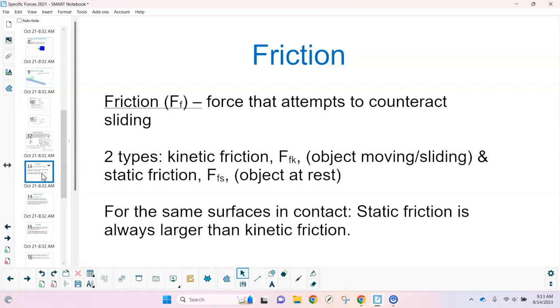For the same surfaces in contact, static friction is always going to be a larger force than kinetic friction, and that means that it's harder to get something to start moving than to keep it moving.